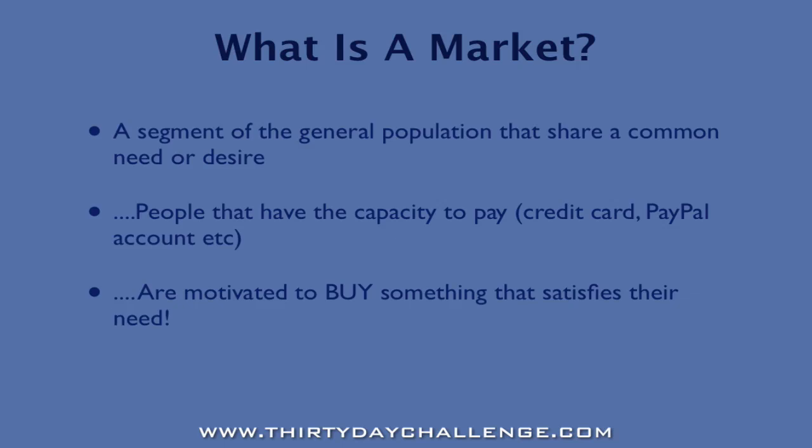But the basic principle, and the basic assumption we're making, is that you're looking to actually participate in a commercial enterprise. So our definition for a market is a segment of the general population that share a common need or desire in relation to something, a group of people that want something or need something. We need to make the assumption they have the capacity to be able to pay, so they need to have access to credit card facilities, a PayPal account, or some other payment process that works on the internet. And of course, there's no point them having a need if they're not prepared to buy something to satisfy that need. So a market is a group of people that have a common need, they have the capacity to pay, and they have the motivation to buy.